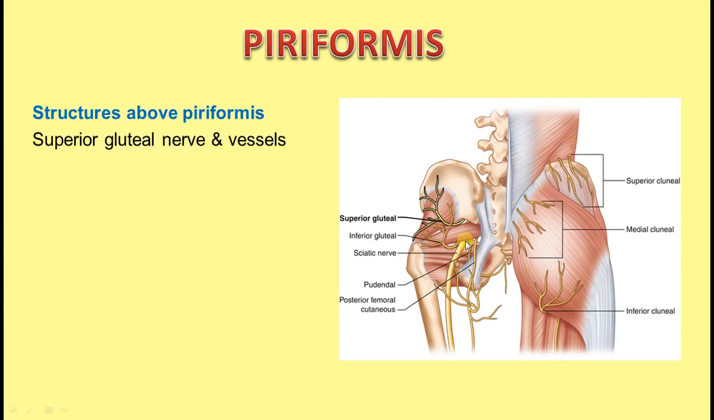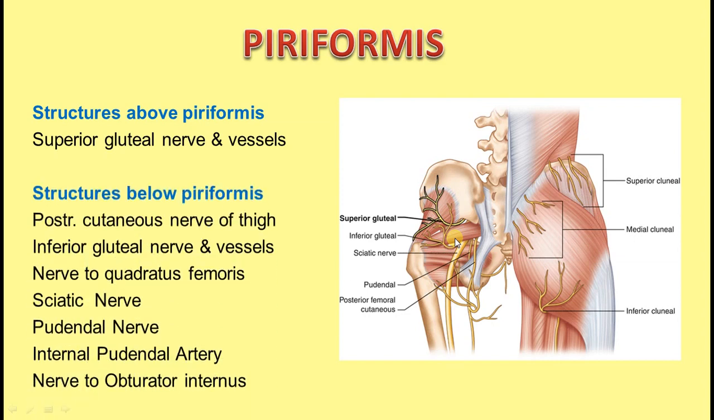So the structure above the piriformis: superior gluteal vessels and nerves. Below the piriformis, I already told you the structures that lie below the gluteus maximus. So below the piriformis, the tricipital tendon, then you have the sciatic nerve, the medial cutaneous nerve or femoral cutaneous nerve, then the pudendal structures, then the inferior gluteal vessels and nerves. So we are going to see all these structures one by one.